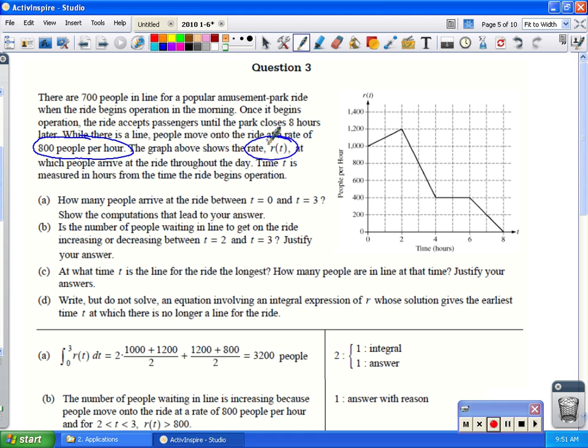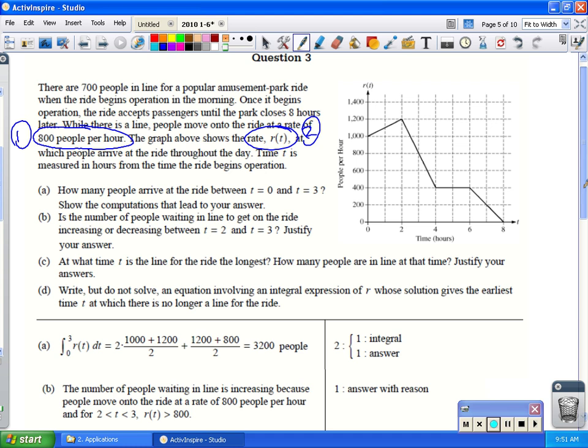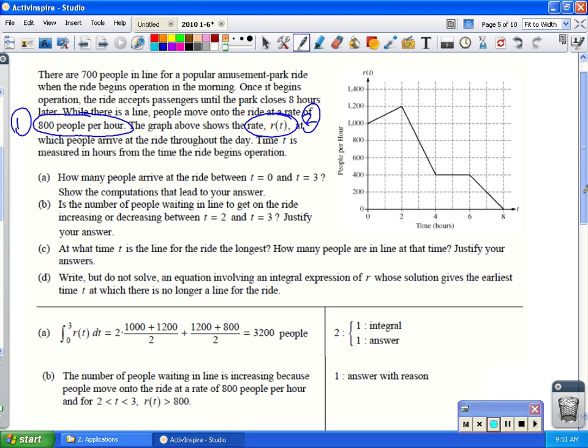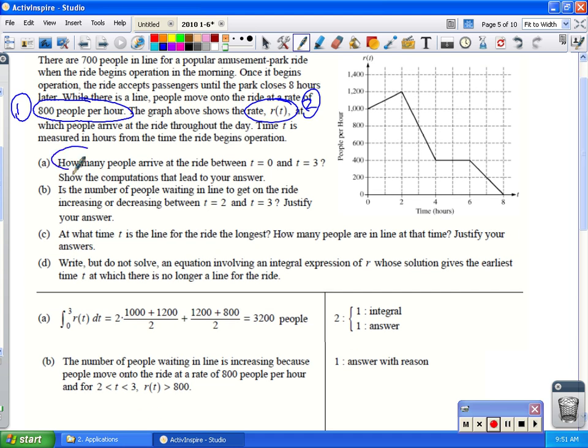So there are 2 rates going on here. This is rate number 1. This is how fast people move onto the ride. And this is rate number 2. That's the arrival rate at the ride throughout the day. So again, remember, 2 different rates. How many people arrive at the ride between 0 and 3? This is an easy question. If they're asking me how many, they want me to find a definite integral from 0 to 3. And they're asking me about arrival, so that would be the integral of r of t dt.